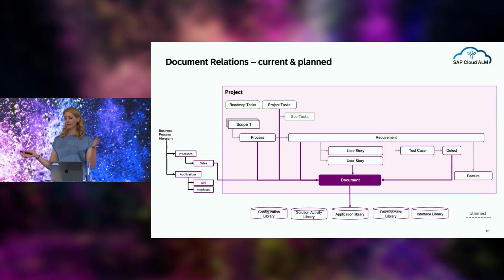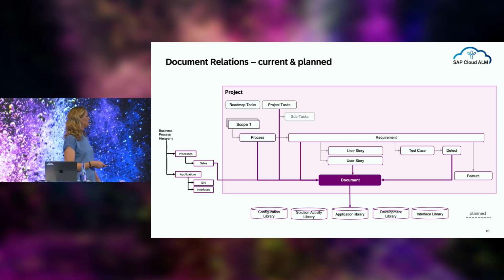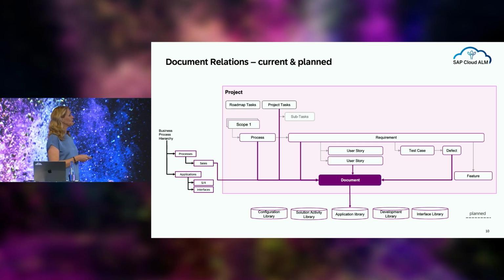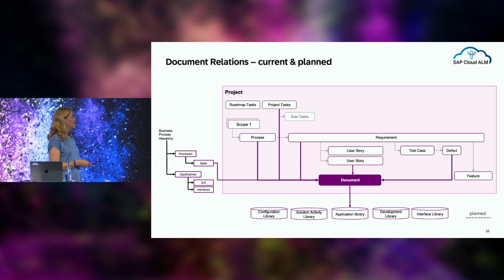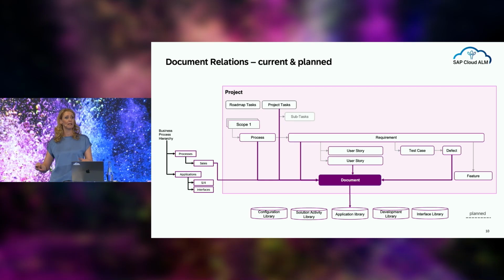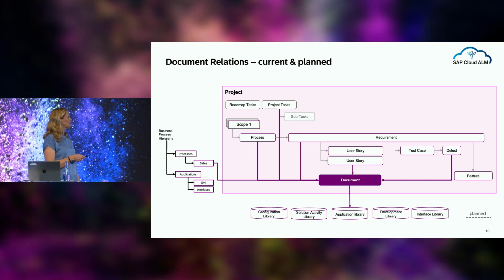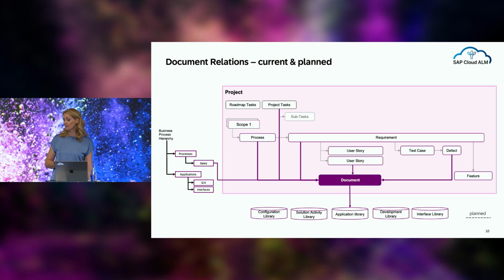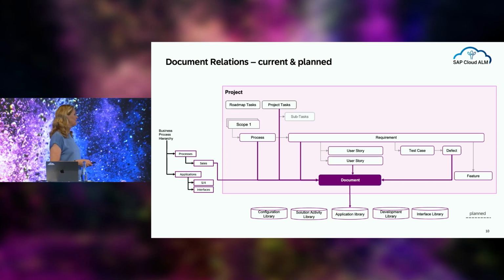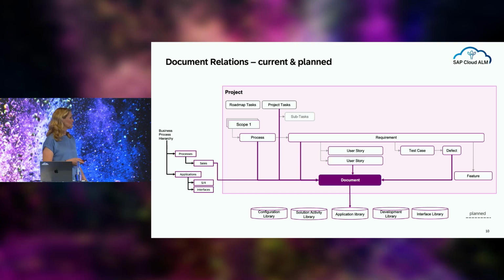From a relations perspective, we have currently the possibility to relate documents for sure to all the task types, roadmap tasks, project tasks. The defect actually is also possible, user stories, etc. And for sure the requirement. We can also relate it to the process itself. So in the process app, you can directly create a document from there, and then the relation is already there. And yeah, what I mentioned, you can, outside the project, already assign a document to the process hierarchy, which again is cross-project and can be seen then by all other projects as well. I come to this also in a moment.